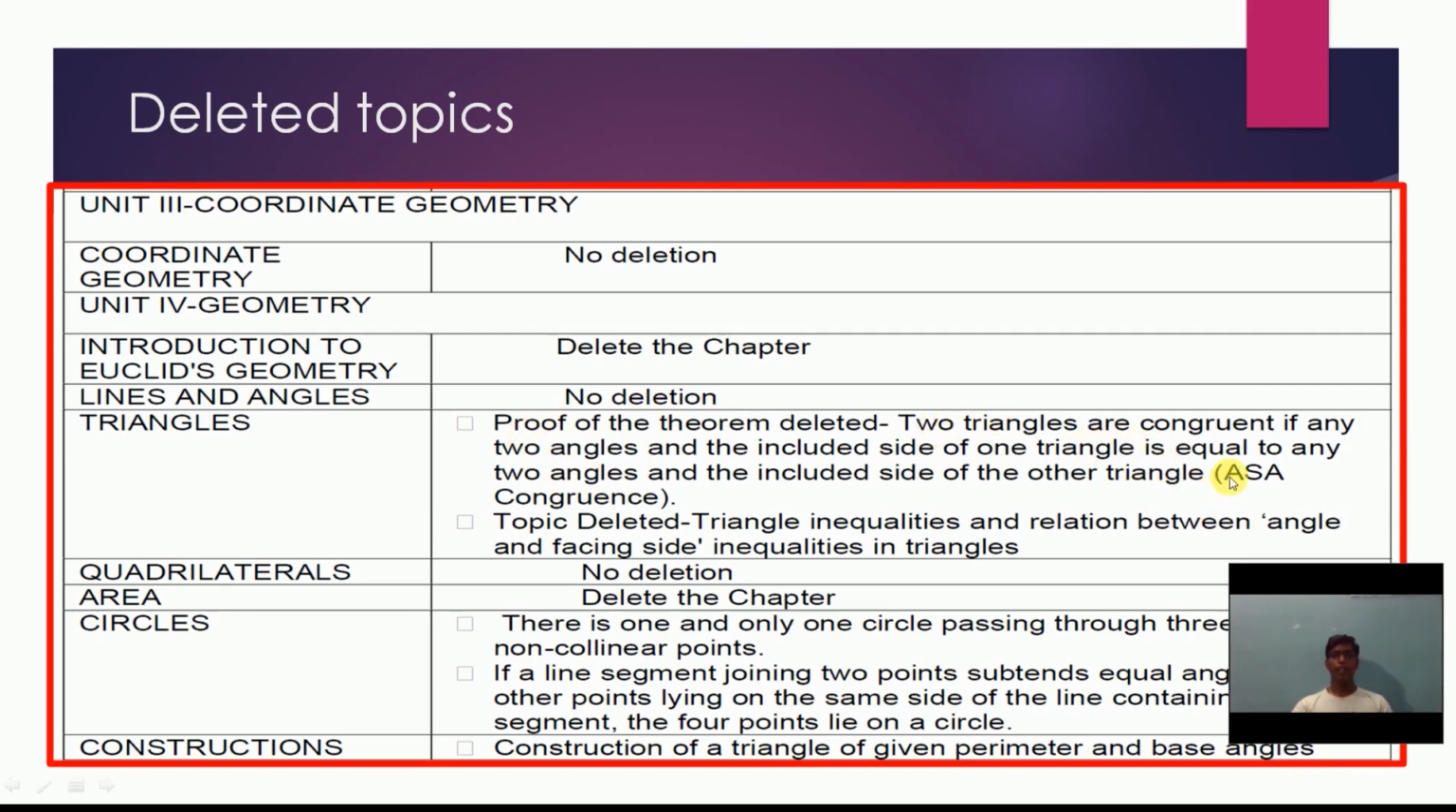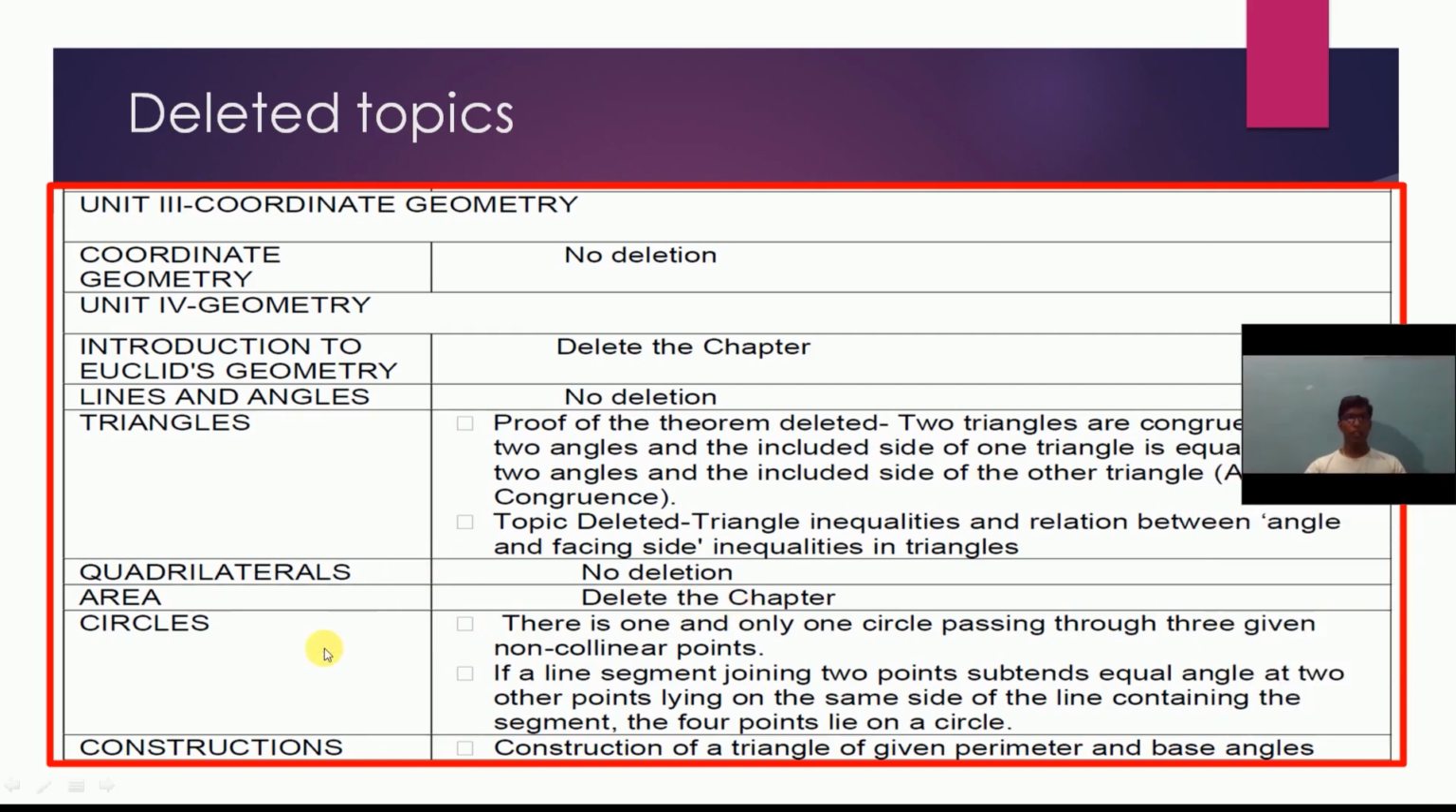So here you can observe that the proof of the theorem, like two triangles, like the ASA congruence theorem, and this is another topic which was deleted from triangles. Next, coming to the quadrilaterals, no deletion. That will remain there; you have to learn that. And next, area. The area chapter has been removed.